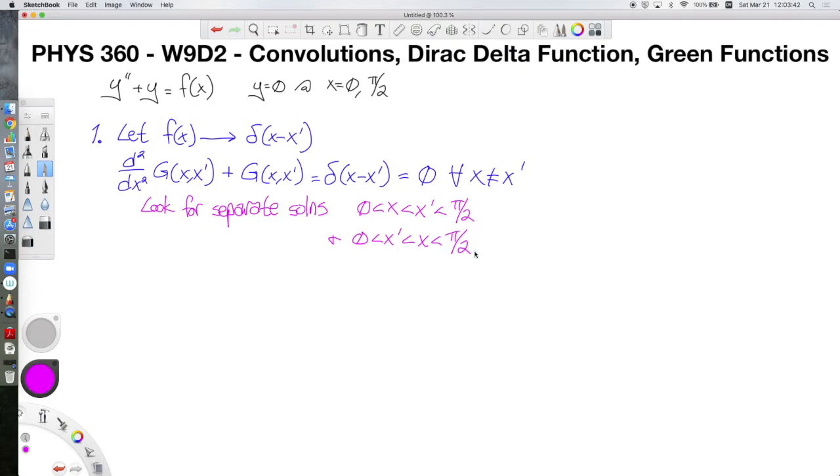And as a reminder, this is equal to a delta function. So we're effectively solving the homogeneous version of this differential equation. So we think about which type of functions, when we take the double derivative and add it to the function, do we get 0? And the answer is sines and cosines.